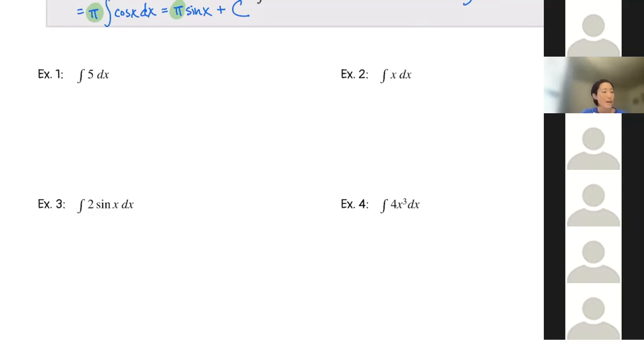Okay, so I'm going to stop talking for a little bit. You folks are going to try your hand at some of these rules, and then we're going to share out our answers and make sure that we understand the process behind what we're doing.